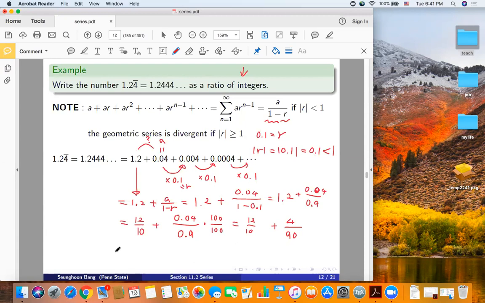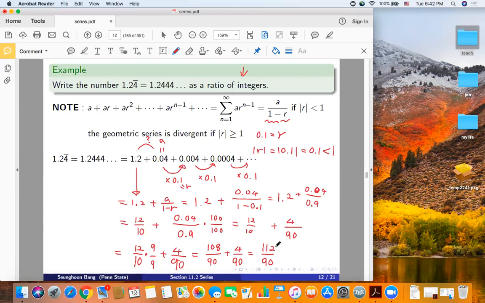Next, combine. 12 over 10 plus 4 over 90. You can change the first one to the common denominator, 90. Just multiply top and bottom by 9. So 12 times 9 is 108 over 90 plus 4 over 90. Only add the numerators, 112 over 90. This is not final, simplify.